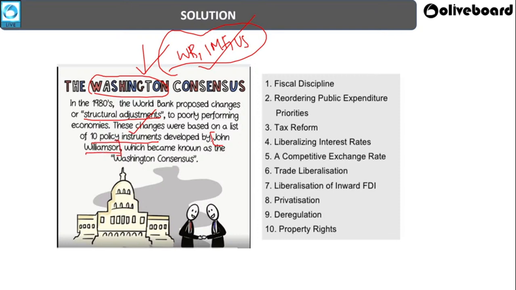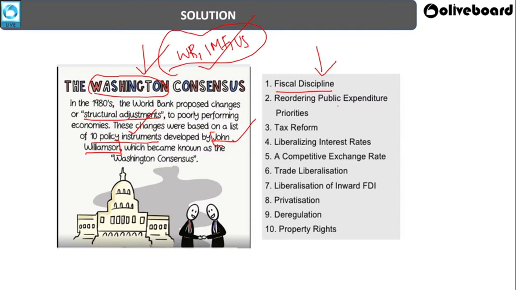Sometimes we can also expect very static questions like this, which will have their place in the examination. We are all trying to equip ourselves best, right? So the answer for this question was 1989, remember the year. And what are the 10 points that it spoke about? Initially, it began for certain Latin American countries, and then it was expanded to the entire world. So it proposed 10 points.